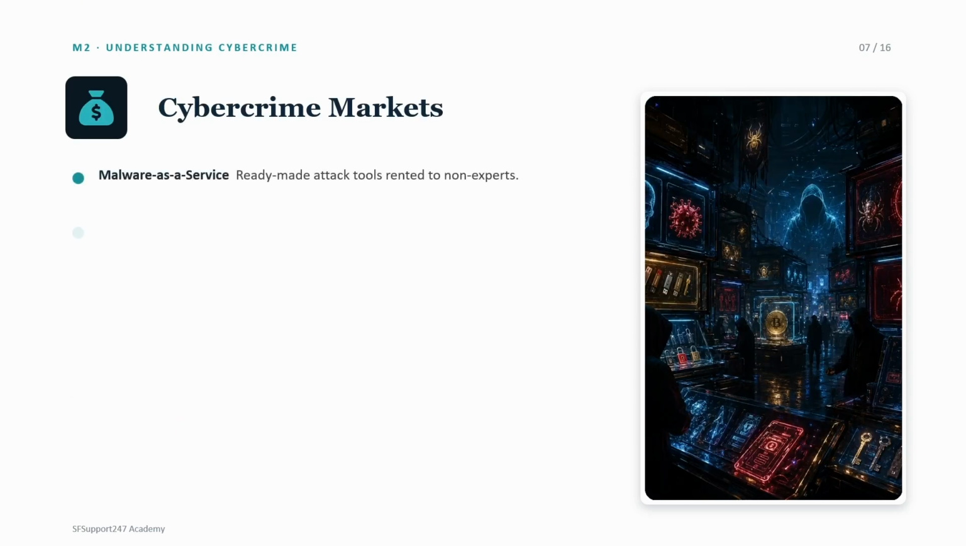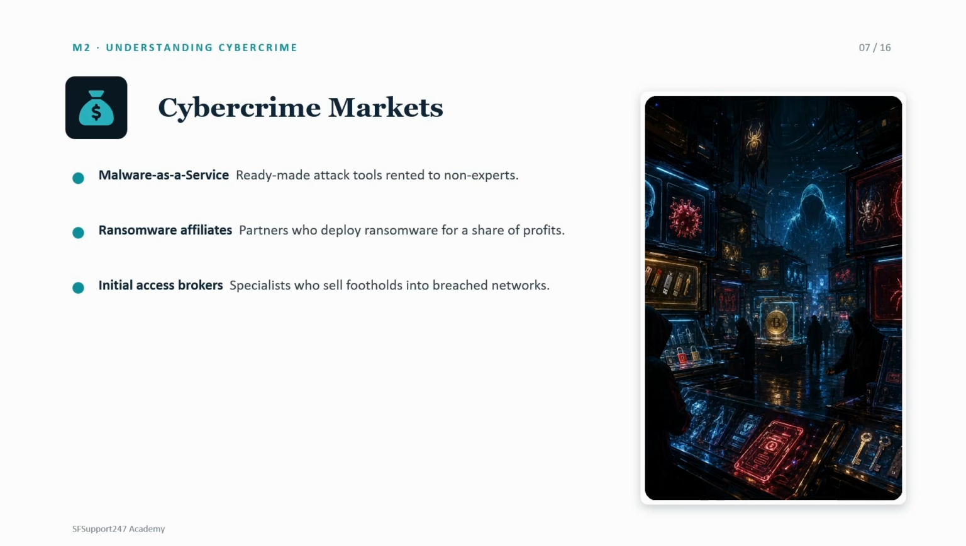What do the cybercrime markets look like? Malware as a service is one of them. Ransomware affiliate programs are there. Initial access brokers are specialists who sell footholds into breached networks. Data marketplaces are there. People will hack data such as social security numbers and sell it on the dark web. Now a lot of government agencies are also trying to see how the data is moved, who is purchasing it, and who is selling it. In a way, governments are doing a good job of knowing what happens in these cybercrime market spaces.